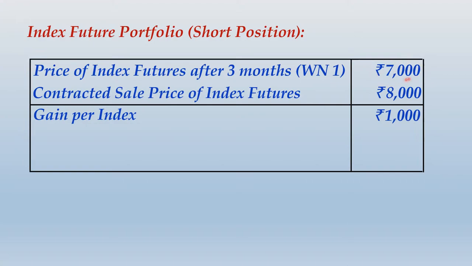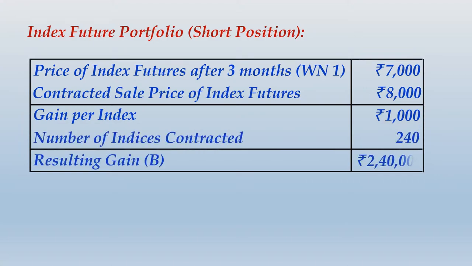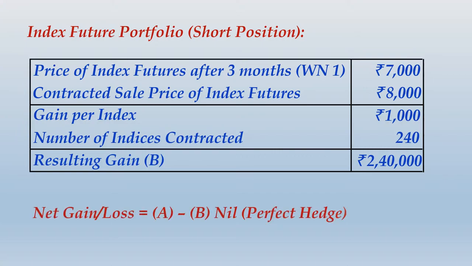You just try to put your brain into this. Here in this case, 1000 is the gain per index. Number of index that you have contracted is 240 index. So resulting gain will be 2,40,000. Earlier, we have shown the resulting loss of 2,40,000. Here resulting gain is 2,40,000. There you have marked the resulting loss as A. This resulting gain is B. Your net gain or loss will be A minus B. That will be nil, and that is because you are creating a perfect hedge.